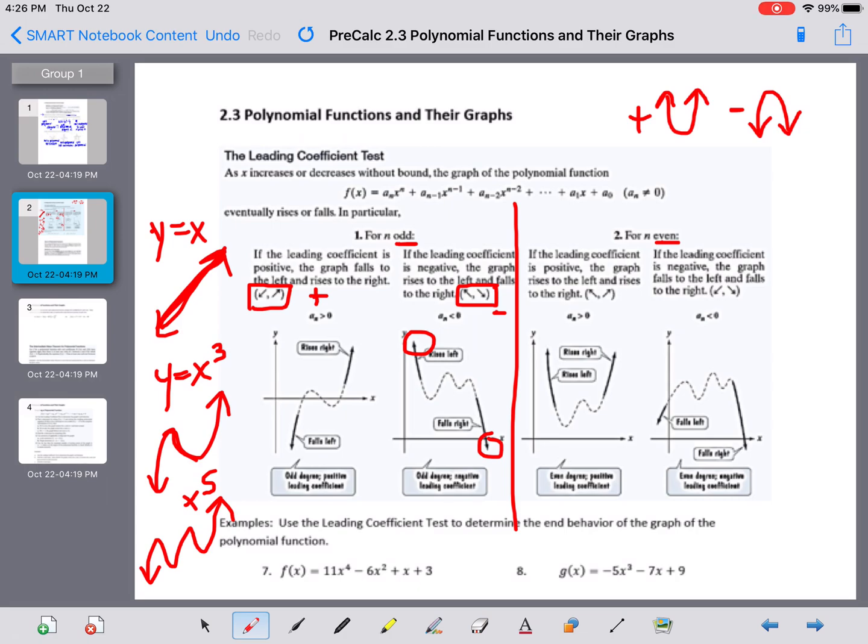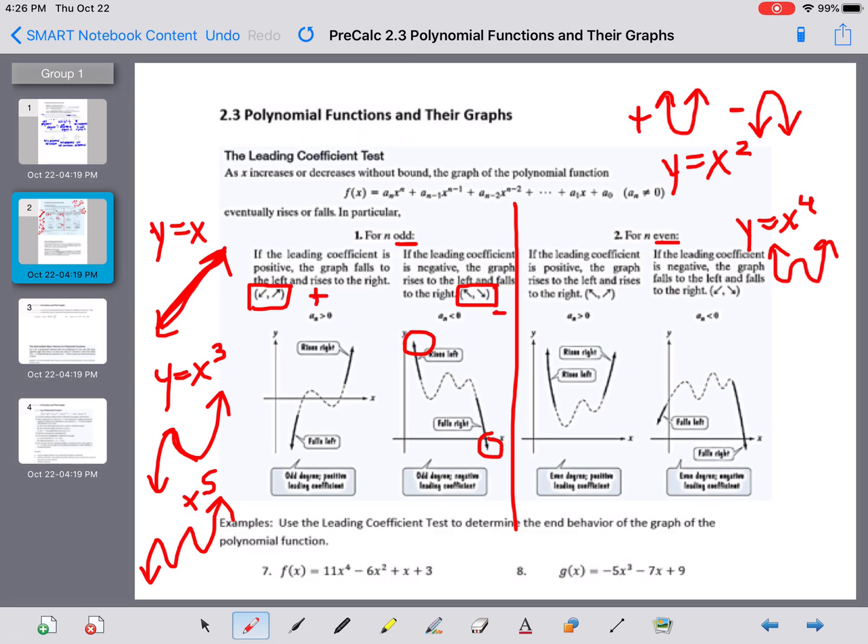Now when we go to our evens, y equals x squared we already did. When I do y equals x to the 4th, we get this kind of W type of thing. It has 2 lower bumps, and then the one in the middle. Every time I add 2 more to the degree, I just add another bump on there.